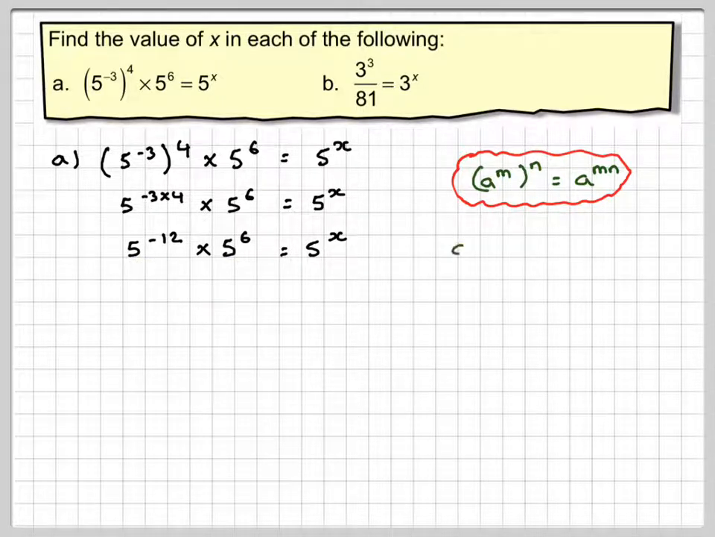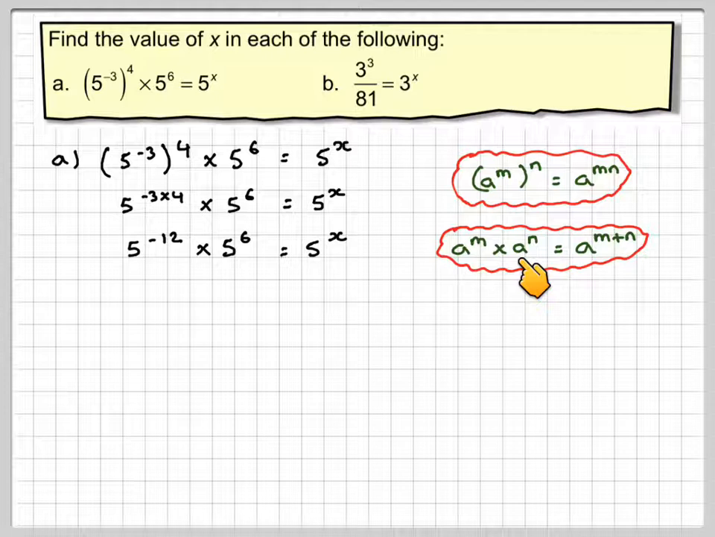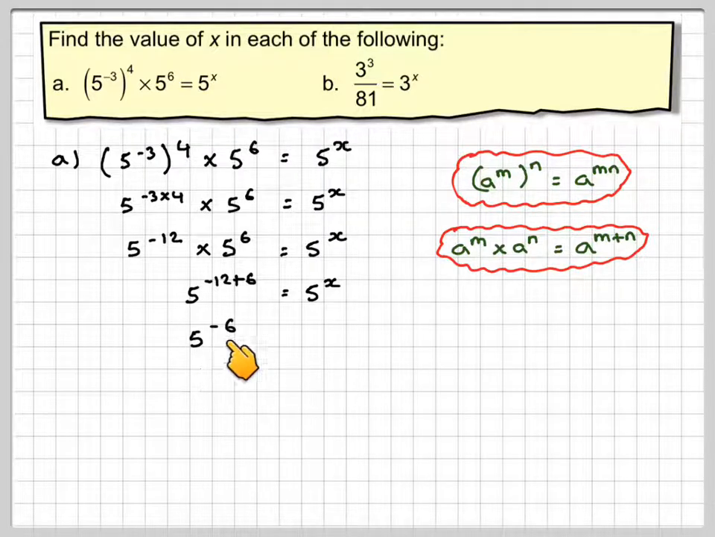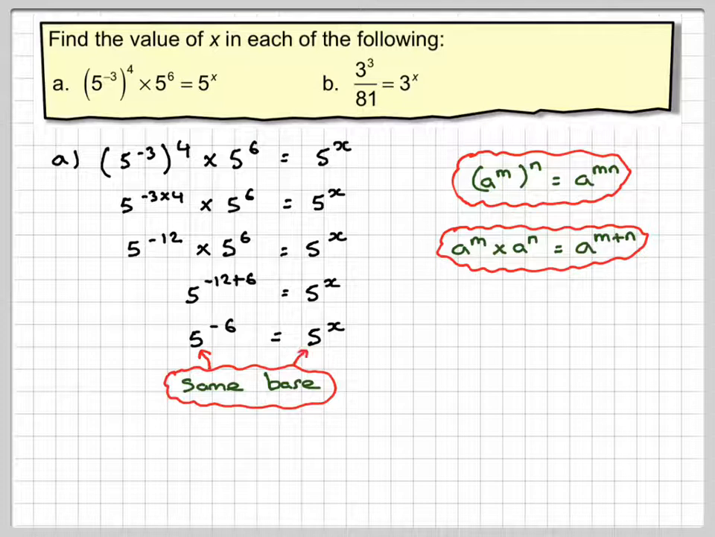Now we use another rule of indices which says a to the m times a to the n is equal to a to the m plus n. We've got the same base, so we add together the powers. So we've got 5 to the minus 12 plus 6 is equal to 5 to the x. Therefore we have 5 to the minus 6 is equal to 5 to the x. So we've now got a single 5 here, a single 5 here, so we have the same base. And therefore for this to be true, x has to be equal to minus 6.